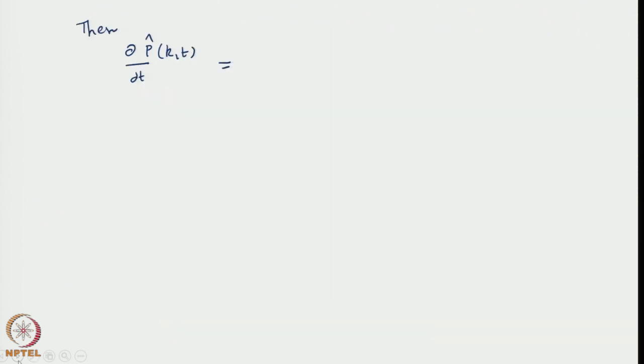So this will remain p caret k tau, but tau is t, so we can replace this tau with the t, and the other one therefore will be dp caret by dt k 0. Now this is an entirely independent quantity which represents the gradient of p caret at time 0, and we have no prior information on this quantity. So we can justifiably assume it to be just a function of k.